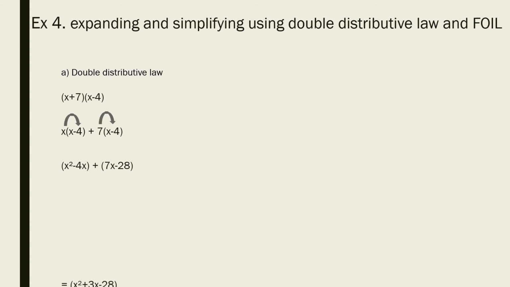We can rewrite this as x squared minus 4x plus 7x minus 28. Now we combine any like terms. In this case, we can combine negative 4x plus 7x, giving us x squared plus 3x minus 28 as a final answer.